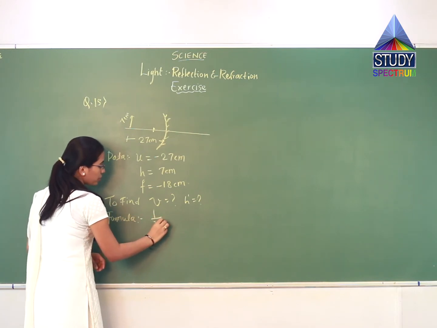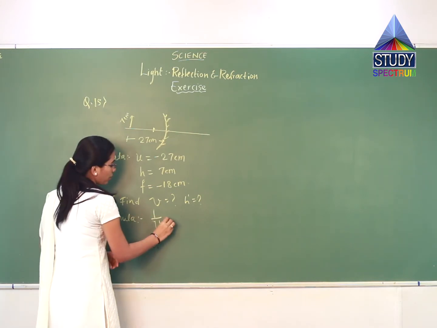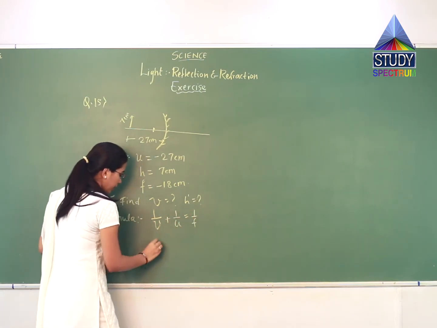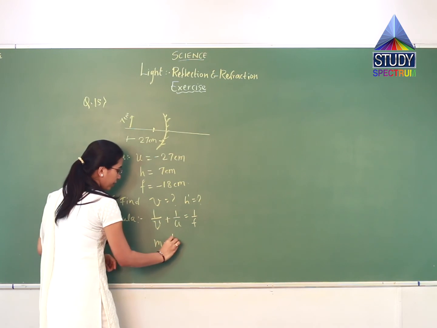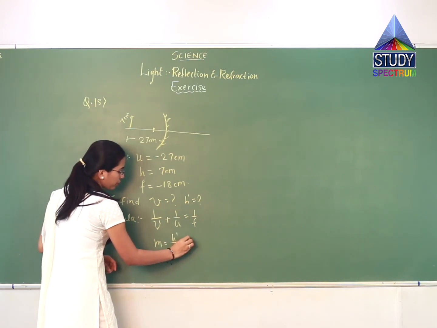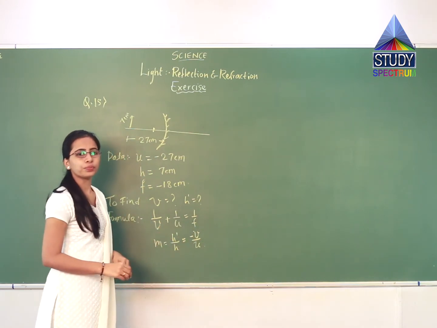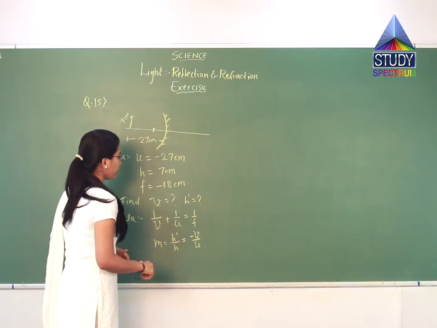Two formulas we will use. One, the mirror formula, 1 upon V plus 1 upon U is equal to 1 upon F, and again the formula of magnification, H dash upon H is equal to minus V upon U. So let us start solving.